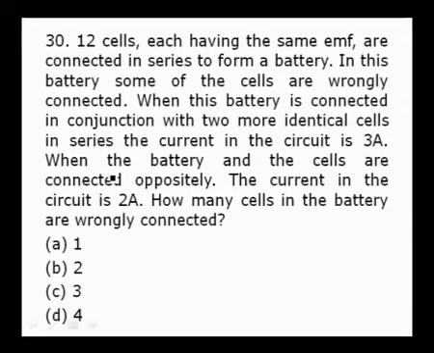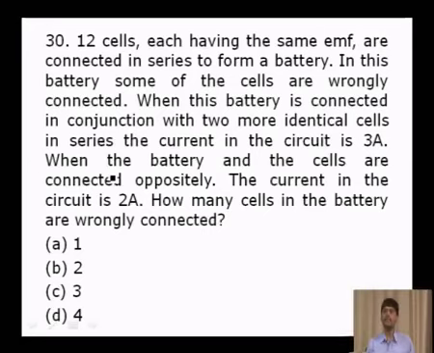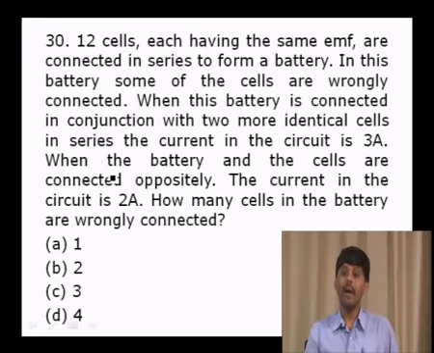Question number 30. 12 cells each having the same EMF are connected in series to form a battery. In this battery, some of the cells are wrongly connected. When this battery is connected in series with two more identical cells, the current in the circuit is 3 ampere. When the battery and the cells are connected oppositely, then the current in the circuit is 2 ampere. How many cells in the battery are wrongly connected? Option A 1, option B 2, option C 3, option D 4.